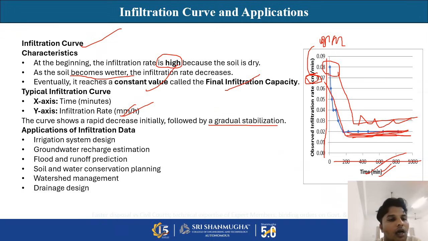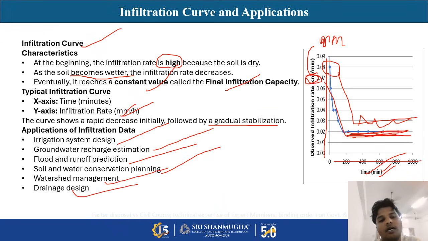Then the application of this infiltration data is in irrigation system design, groundwater recharge estimation, flood and runoff prediction, soil and water conservation planning, watershed management, and drainage design. These are the applications of the infiltration data. Based on this infiltration data, we're going to take the following actions, planning and decision processes.